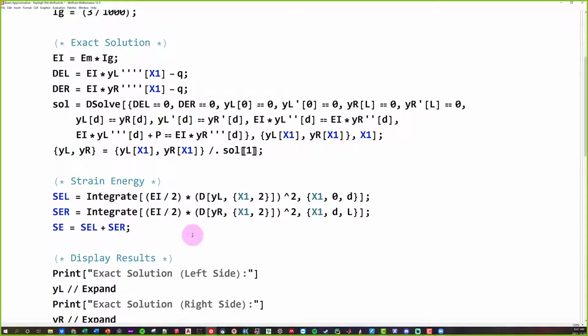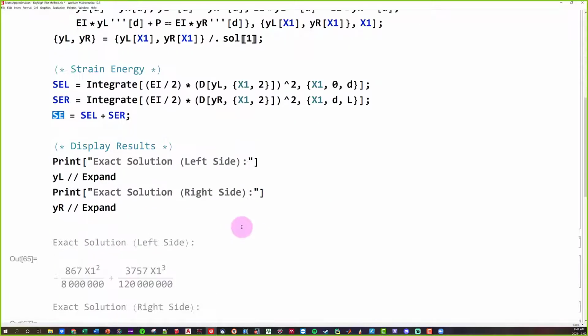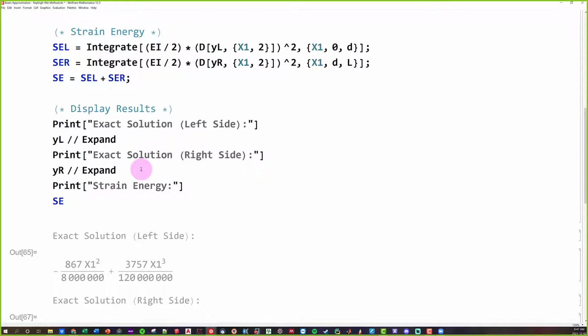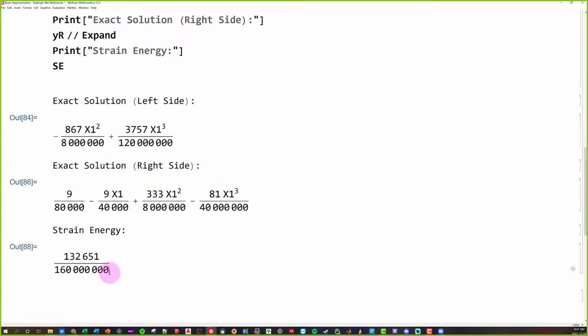Now, question for everyone in the chat. Should this strain energy be a number or should it be a function? Basically, will I have an x1 term in my strain energy? What do you think? I'll go down here and we'll find out right away. Exactly. So I'm going to put strain energy and I'm just going to go S. As we can see, it's simply just a number.